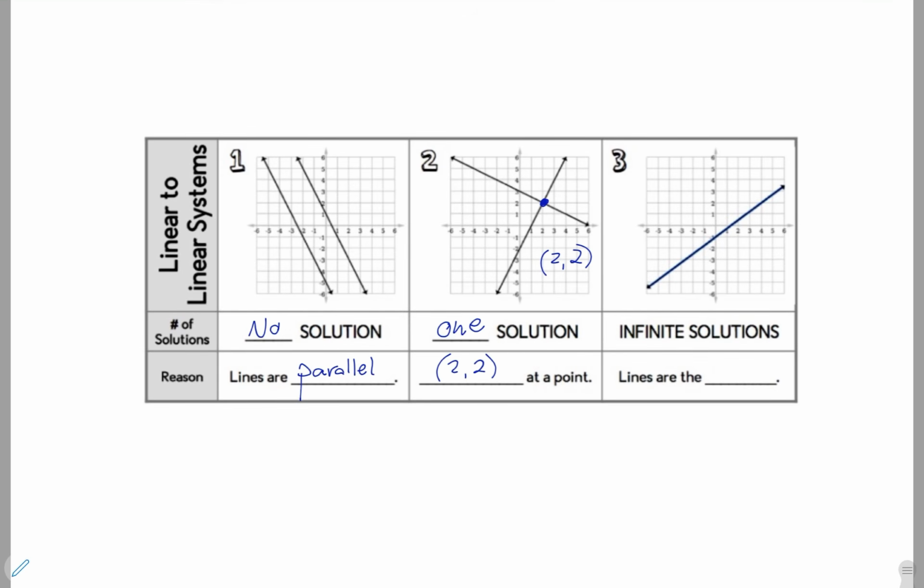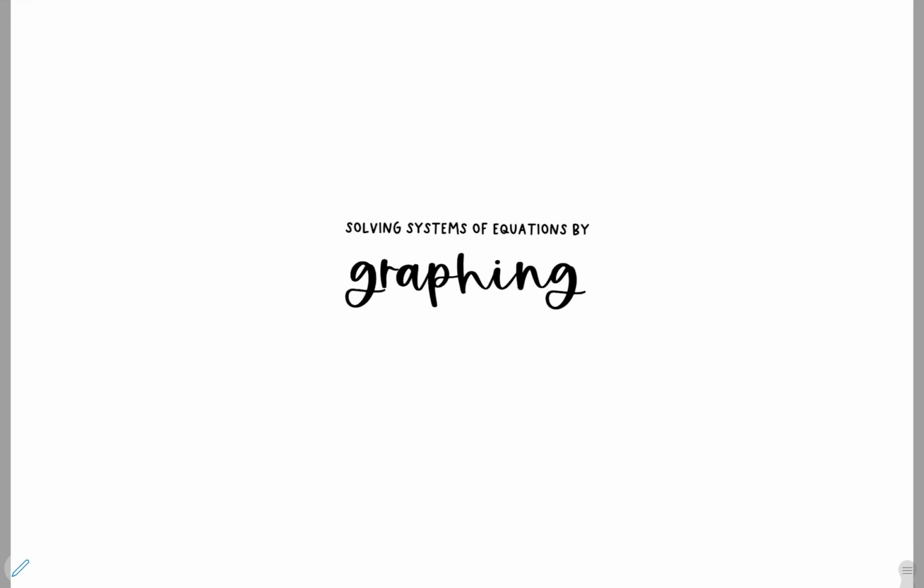And for this third one here, it's actually two lines on top of each other. That's why it looks a little thicker. These lines are twins, all right? So this is going to be infinite solutions, simply because the lines are the same. They are identical, all right? So with the linears, that's how the situation plays out. Either we're going to have no solution, one solution, or infinite solutions.